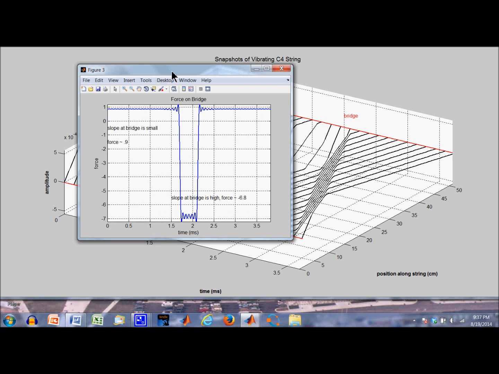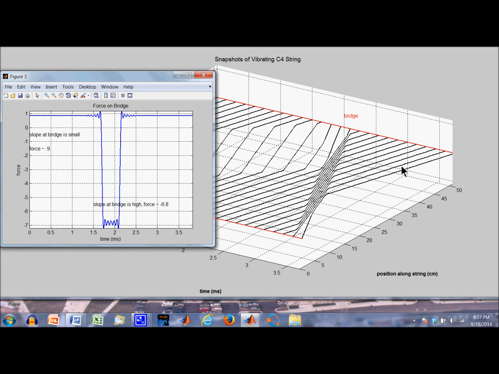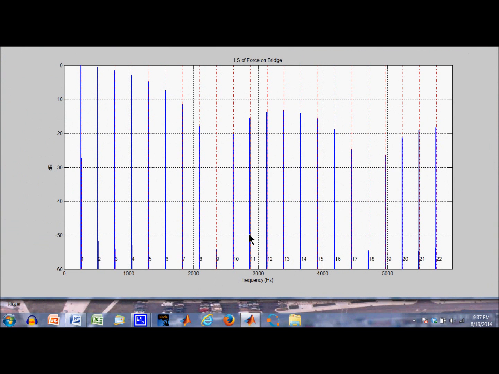And that is consistent with that plot of the force for the cycle, lasting 3.82 milliseconds. Low slope, low force, high slope, high force. And this is going to repeat itself for as long as you want to run this string.